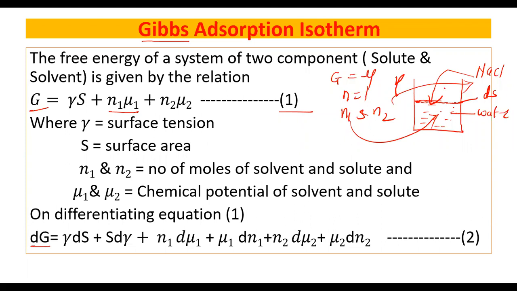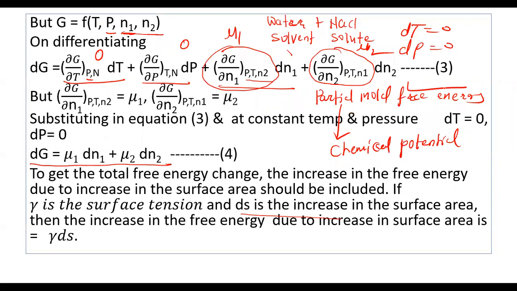So the equation will change now. To get the total free energy change, the increase in the free energy due to the increase in the surface area should be included. Gamma is the surface tension and dS is the increase in the surface area. Then the increase in the free energy due to the increase in the surface area is equal to gamma into dS.